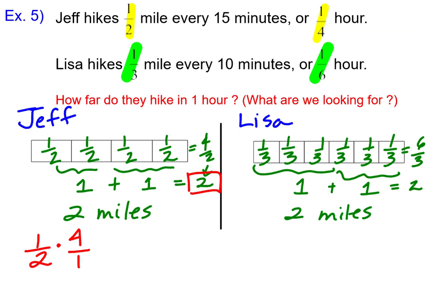Sure. So remember about multiplying fractions by a whole number. We need to put a 1 underneath it. Multiply straight across, we get 4 divided by 2. And that's what we came up with before, isn't it? Same thing. So let's take a look at Lisa.